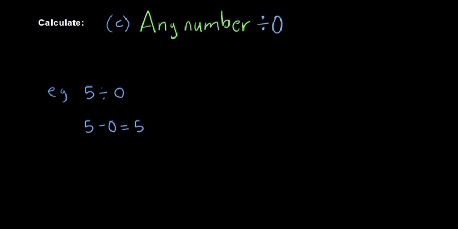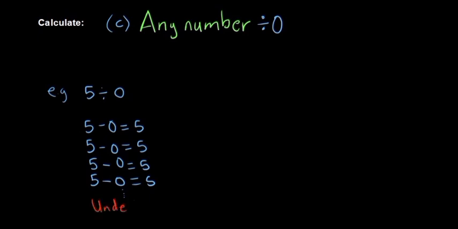Then if we continue, take the 5, subtract a 0 again, still get a 5. Take a 5, subtract a 0, we get a 5 again. So this pattern will continue forever. Can you see that? So in maths, we say this situation is undefined. Because we don't really know what's happening here.